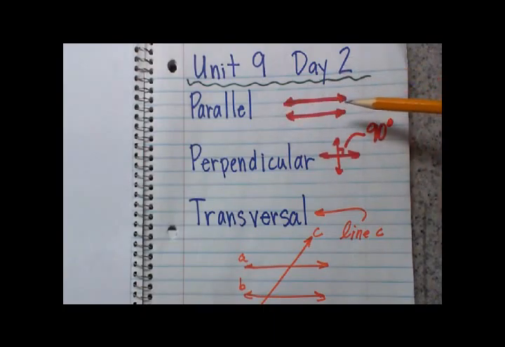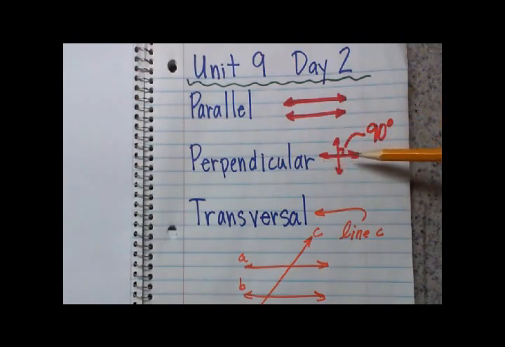Parallel lines are two lines that are spaced equal distance apart along their entire length. They extend forever into space without ever touching. These two lines would be an example of parallel lines. You might want to stop and sketch all these down if you like.